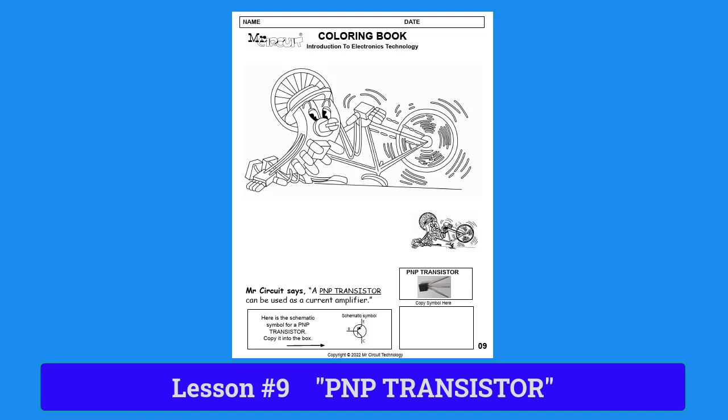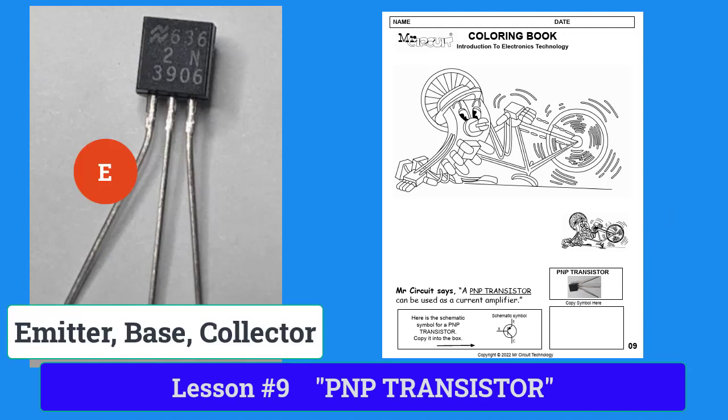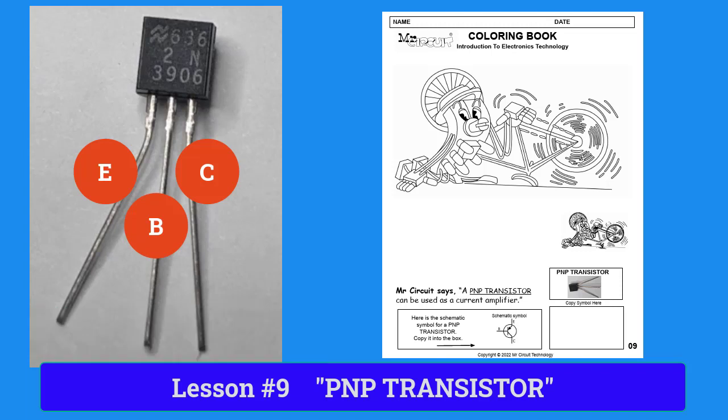Both of these transistor types can be used to amplify current, and they are both used in radios, TV, cell phones, computers, and more. A picture of a PNP transistor is shown at the bottom right-hand side of the page. It has 3 leads or wires sticking out of it. The 3 leads are named emitter, base, and collector. This PNP transistor is known by the part number 2N3906.